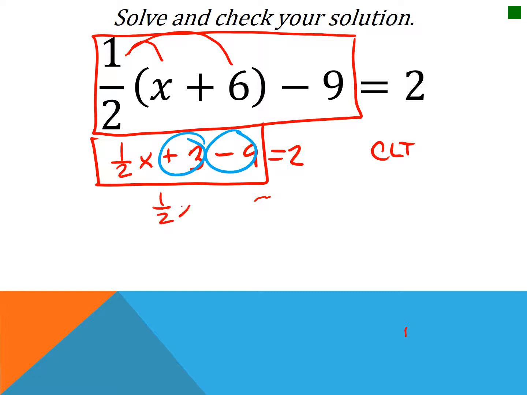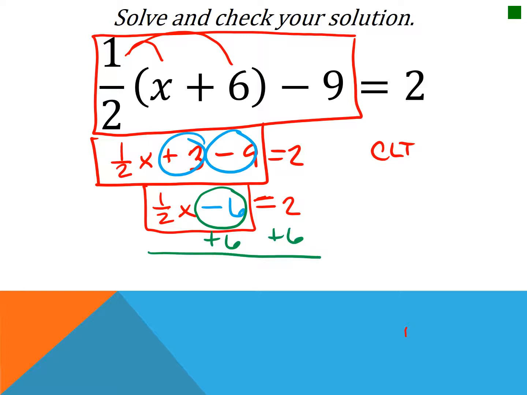So I have 1/2 x. Positive 3 minus 9 is negative 6, equals 2. Over here where the x is, see that minus sign? Minus means I'm going to take the opposite of the number that doesn't have an x, so I'm going to add 6 to both sides. So now I have 1x over 2, those canceled, equals 8.